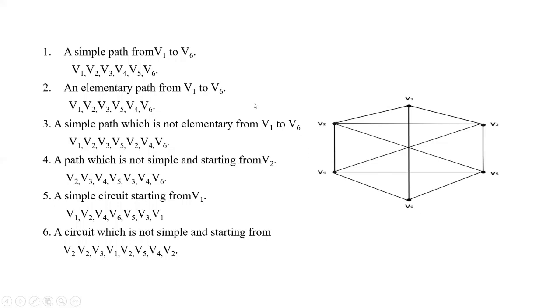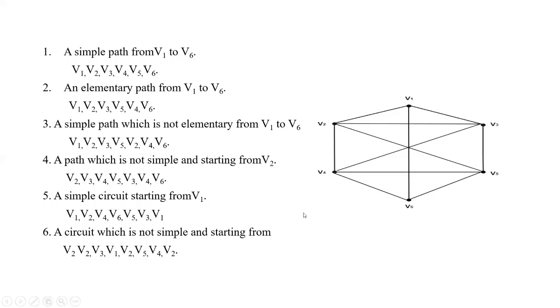There is no simple path which is not elementary from V1 to V6. That is V1, V2, V3, V5, V2, V4 and V6. A path which is not simple, right? Starting from V2: V2, V3, V4, V5, V3, V4, V6.